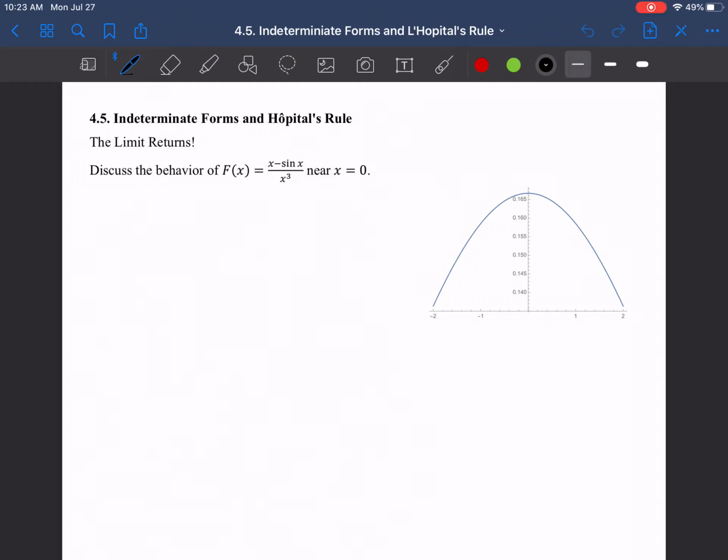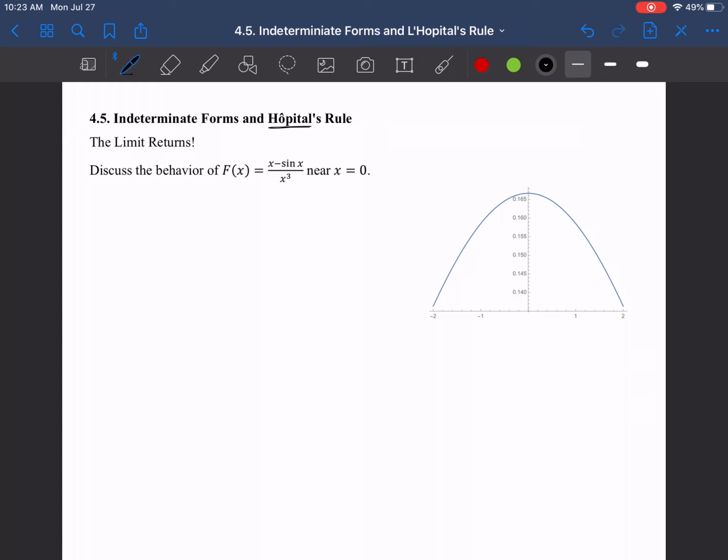All right, we're going to go ahead and cover 4.5 here, and I want to take a look at some limit stuff. We're going to look at what is called L'Hôpital's rule. One of the ways to remember what this does, it looks like the word hospital, and it's like taking a limit to a hospital. So let's take a look at this limit we have right here near x.